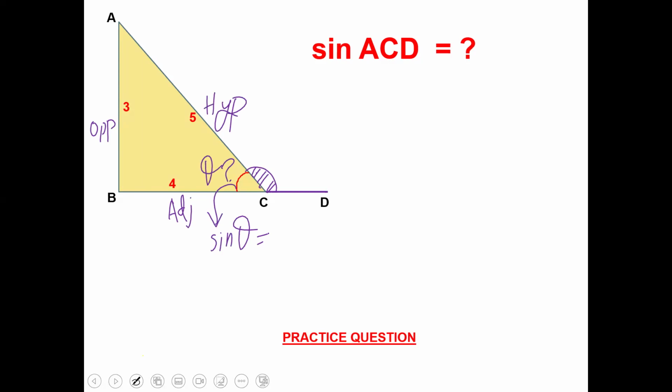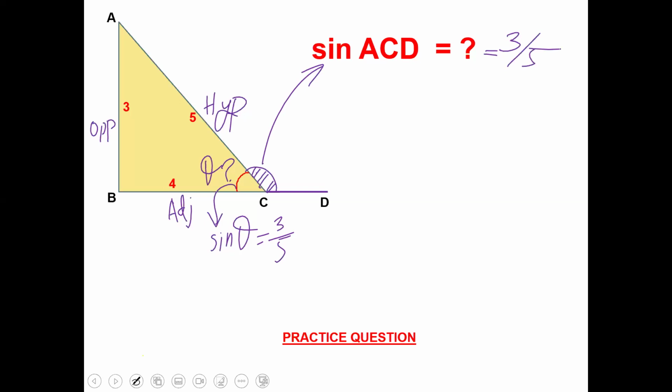4/5. Sine is opposite upon hypotenuse. Sorry, 3/5. Very good. Now if the sine theta for the interior angle is 3 upon 5, this value, which is the exterior angle, will also be equal to 3 upon 5.